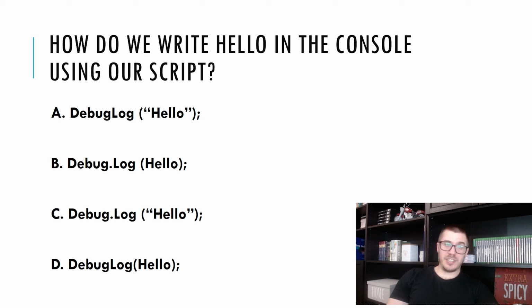So the questions: how do you write hello in the console using our script? Look at the 4 answers and choose the one you think is correct. And if you have chosen C, Debug.Log, open parentheses, open quotation marks, hello, and semicolon, then you are correct.